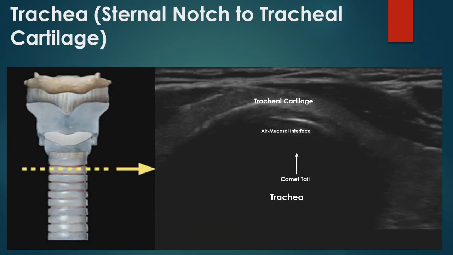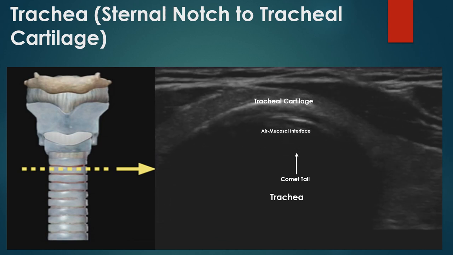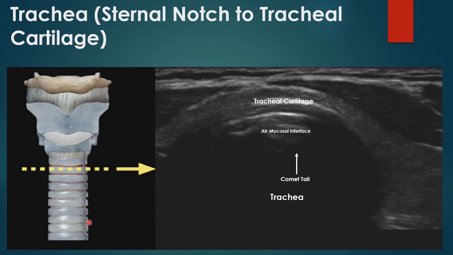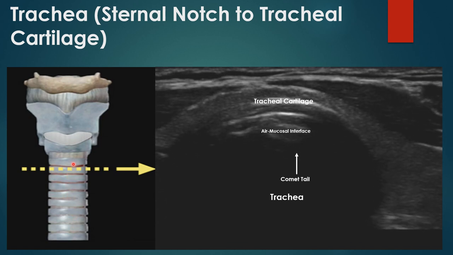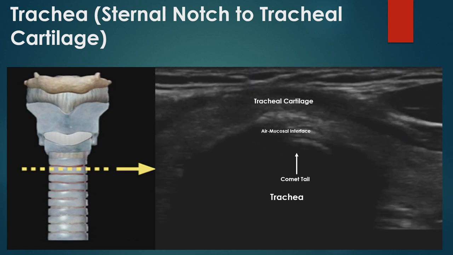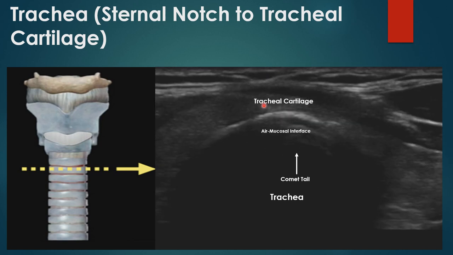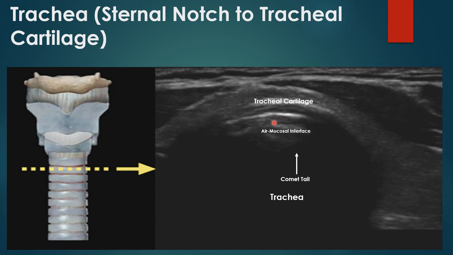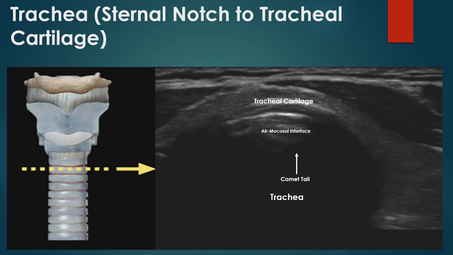And this is kind of an up-close view of what you get as you're scanning cranially. You can start down here around the sternal notch, and as you scan cranially, just before you get to the cricoid cartilage, you'll run across, of course, here's trachea. Here you'll run across the tracheal cartilage, which is right here, along with the air mucosal interface. You see a little bit of the thyroid gland here as well.